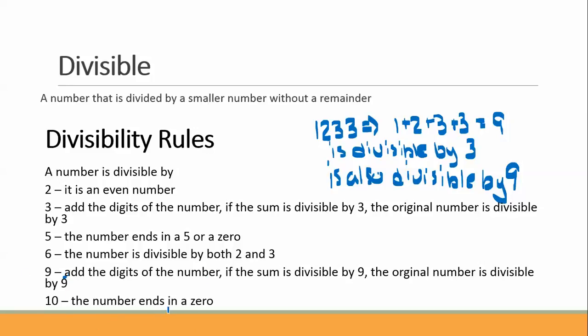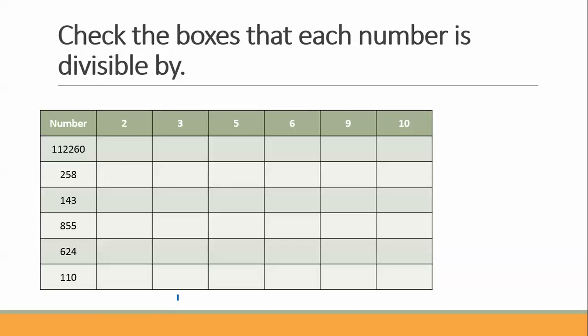So let's see what we can do with all these divisibility rules. So here we have some numbers: 112,260, 258, 143, 855, 624, and 110. And we want to find out if these numbers are divisible by these numbers. So let's start out with 2's. Are these numbers even or odd?